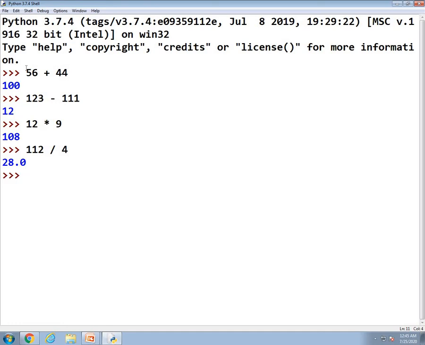The first expression is an operation between two integers. The output is an integer. The second expression is an operation between two integers. The output is an integer. The third expression is an operation between two integers. The output is an integer. The fourth expression is an operation between two integers, but output is a floating point number. In fact, 4 divides 112 exactly, but still the division operator always returns a floating point number. We'll come back to this little later.